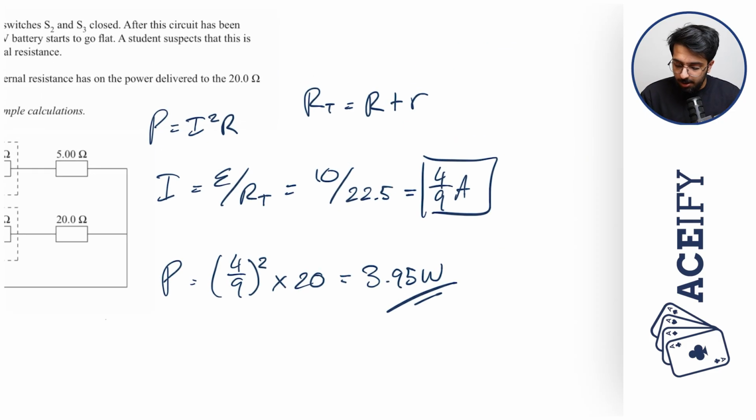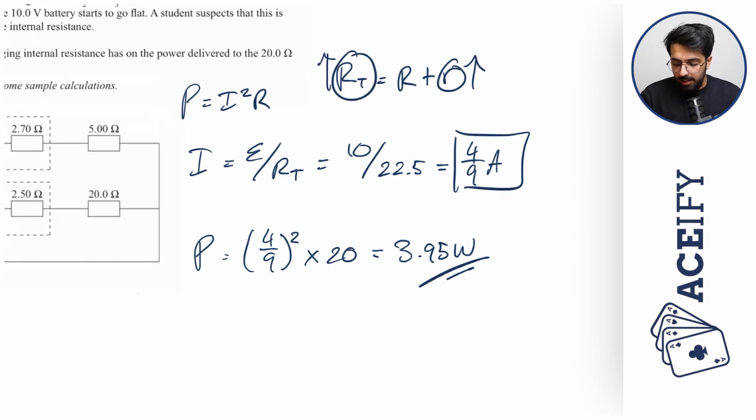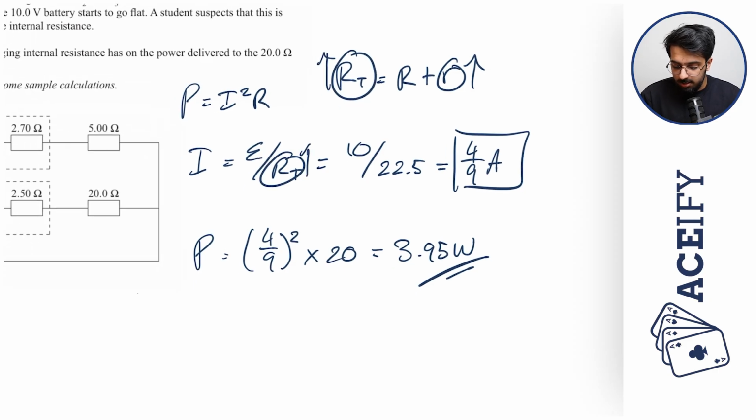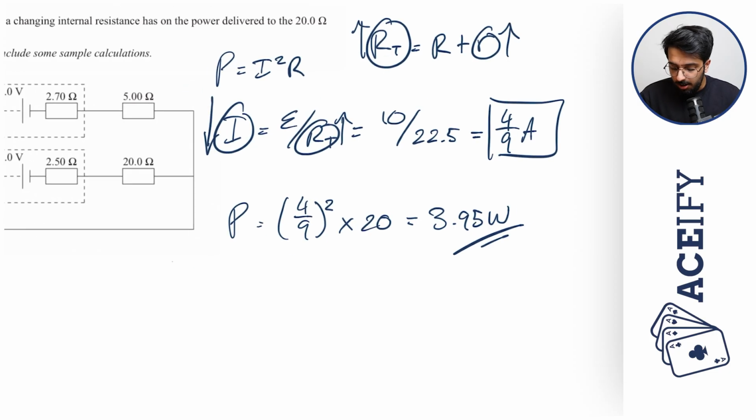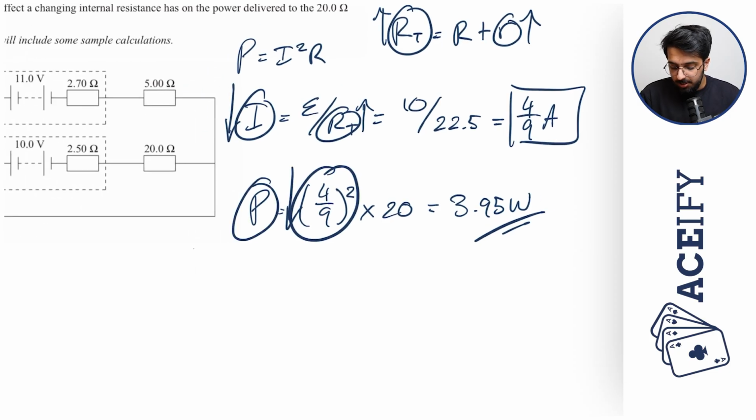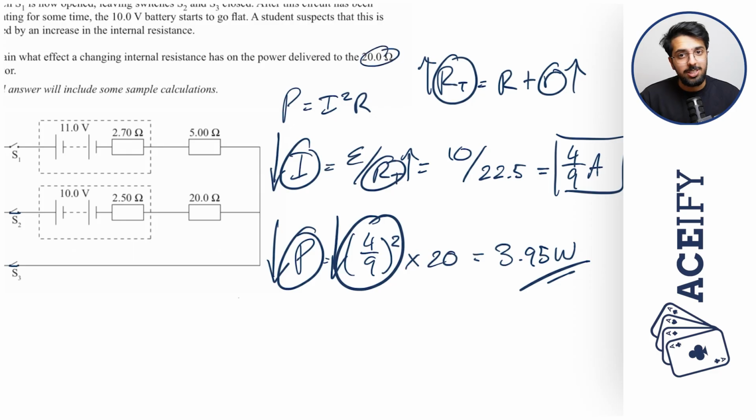So if we increase our internal resistance, therefore our total resistance is also going to increase. And so therefore, as our total resistance increases, our current throughout this circuit is going to decrease. And once our current decreases, therefore the power delivered to the 20 ohm resistor is going to decrease, okay?